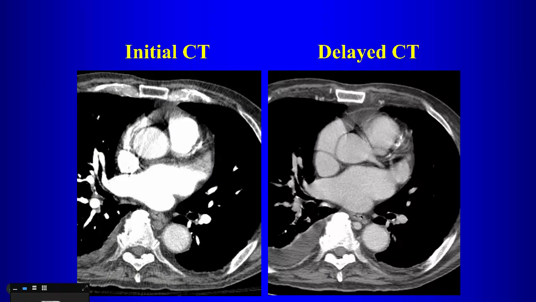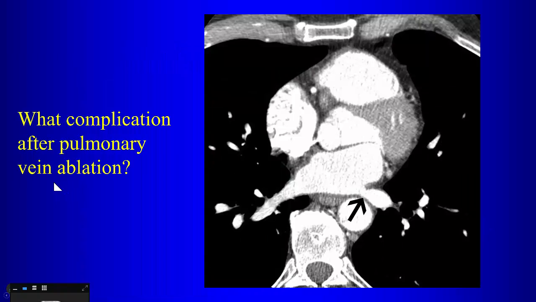Another thing you can do, especially if on the delayed set you still have trouble filling the areas, you can turn the patient prone. You turn the patient prone, that will allow the contrast to fill the left atrial appendage. But delayed imaging is part of the protocol when we're doing imaging for evaluation of the left atrium.